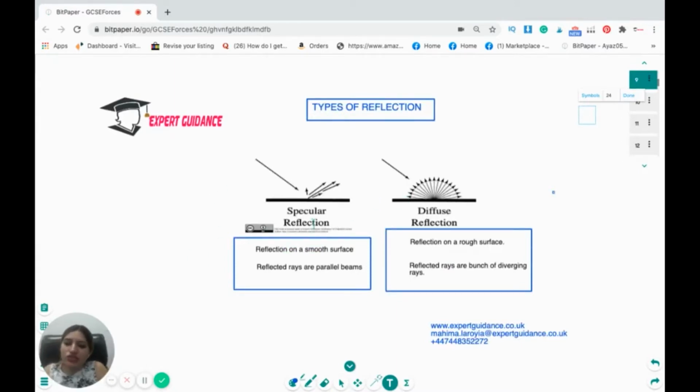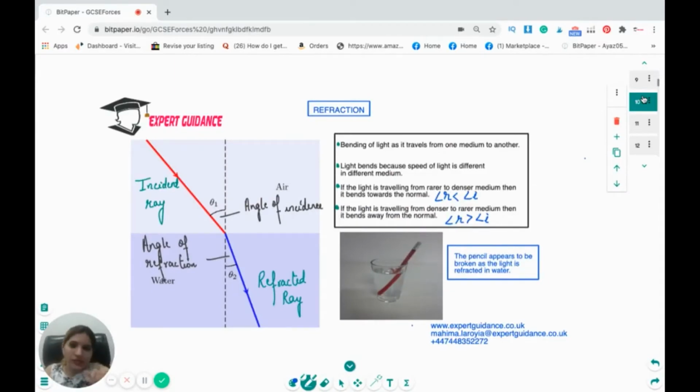Now, if the reflection is on a smooth surface, the reflected rays are just parallel beams. That is known as specular reflection. On the other hand, reflection on a rough surface, where the reflected rays are a bunch of diverging rays, is called diffuse reflection. Okay, so I hope this concept of specular and diffuse is clear to you.